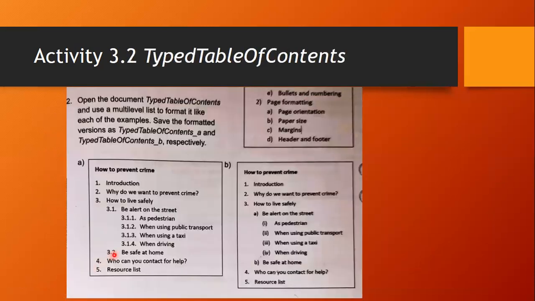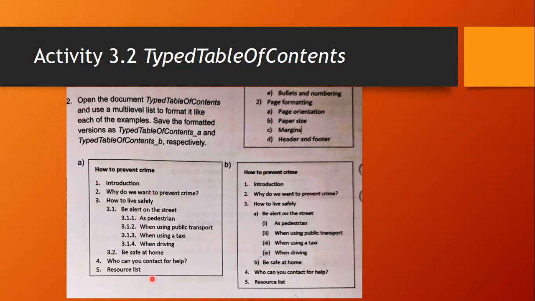Okay, activity 3.2. In this activity, you are going to open the document typed table of contents, and use a multi-level list to format it like each of the examples. Save the formatted versions as typed table of contents underscore A, this one, and typed table of contents underscore B. So you're going to save the same document twice. First one A and the second one B.